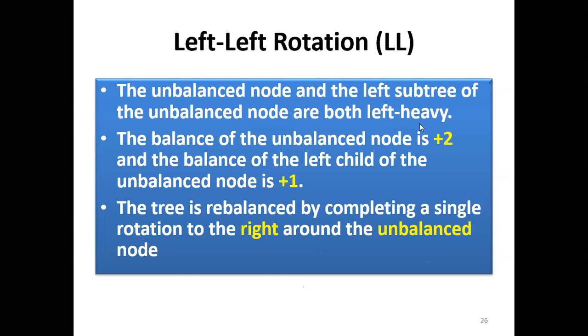So that is saying that for this LL rotation, what caused it to become unbalanced is that the unbalanced node itself and the left subtree are left heavy, because we added a node at the left. Further, we should say balance factor, not just balance. The balance factor of the unbalanced node is +2 for LL rotation, and the balance factor of the left child of that unbalanced node is +1. We rebalance by performing a single rotation to the right around the unbalanced node, which is the one that has the +2 value.